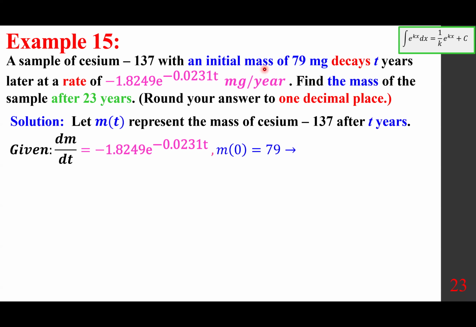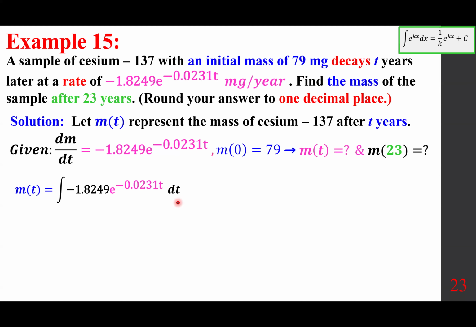So dM/dt is this, M of 0 is this. We can find M of t in general, and then plug in 23 to find M of 23. That is the process. First we find M of t, which is the integral of the right side times dt. Class, you need the dt. If there is no dt or dx, the integration is meaningless. There must be a typo in that case.